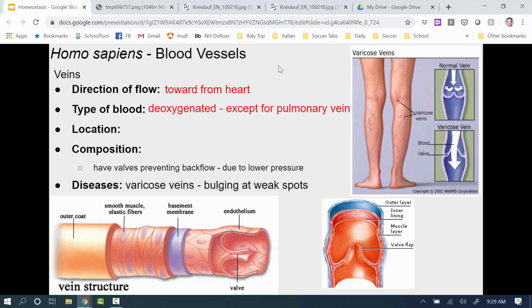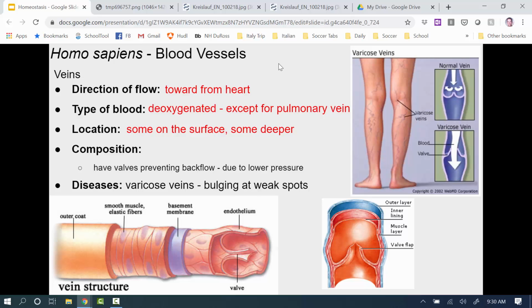Veins are often closer to the surface. You can see them in different places. You don't see them pulsing with your heartbeat, because they have lower pressure in them, because the heart's not pumping blood directly into them. Pressure has been relieved once blood reaches the veins. They're not as thick and as strong. Again, they don't have to withstand that pressure.